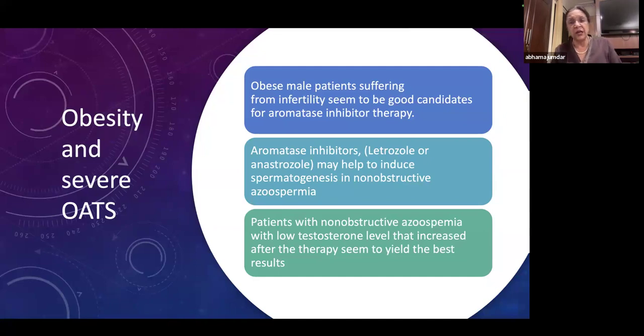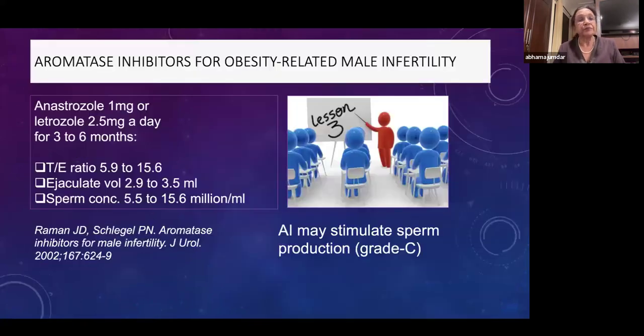Letrozole or anastrozole may help to induce spermatogenesis in non-obstructive azoospermia and with low testosterone levels. So if you use anastrozole, it is 1 milligram daily, or letrozole is 2.5 milligram a day for 3 to 6 months. There have been some recent articles which show less frequency of letrozole to be used. Well, you will have to see what helps your patient.